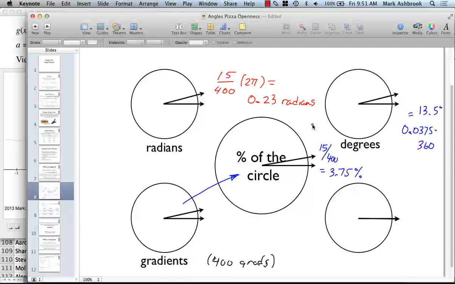There's other ways too. Like we could make up our own. We could say 1,000 Sparkies is 1 circle, and then we could do the same thing again. Same fraction of 1,000.